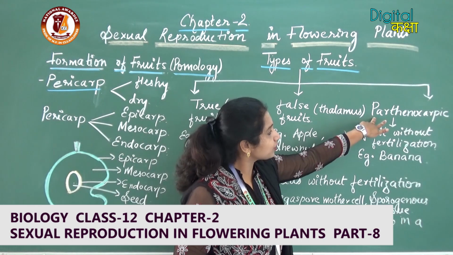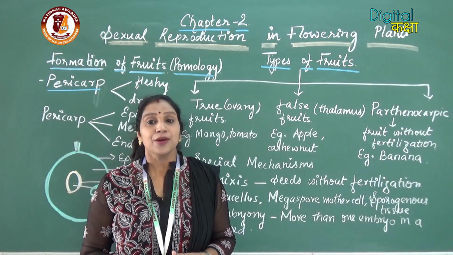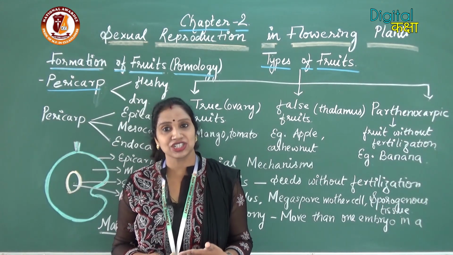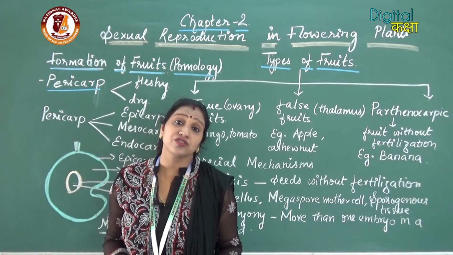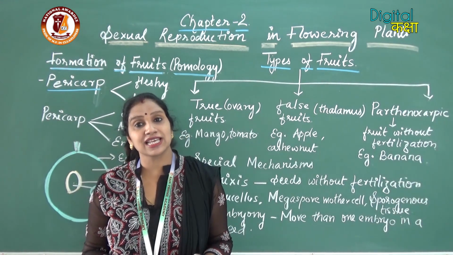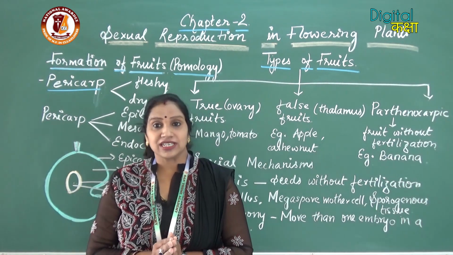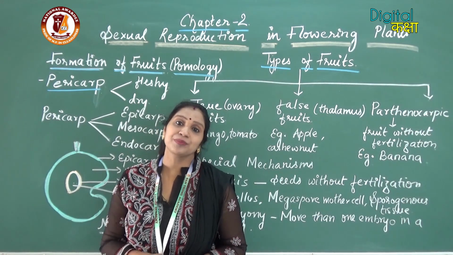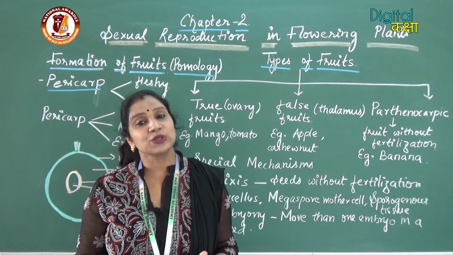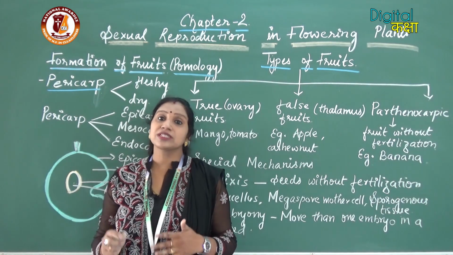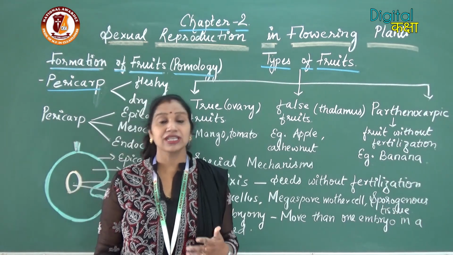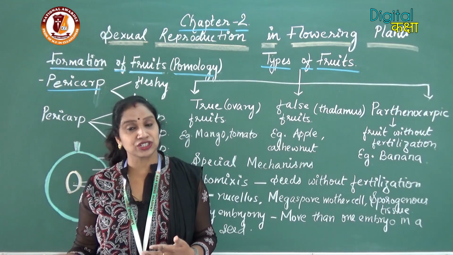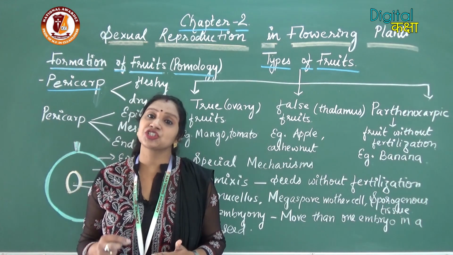Now, the third type of fruit, that is parthenocarpic fruit. Parthenocarpic fruit means that the fruit which is formed without fertilization. If the fruit is formed without fertilization, there will be no seeds inside that. All of you must have taken banana. Banana, you know that no seeds are there in banana. So, banana, it is a parthenocarpic fruit. The fruit which is being formed without fertilization, the gamete themselves get converted into the fruit without fertilization. So, seeds are absent in such type of fruits.